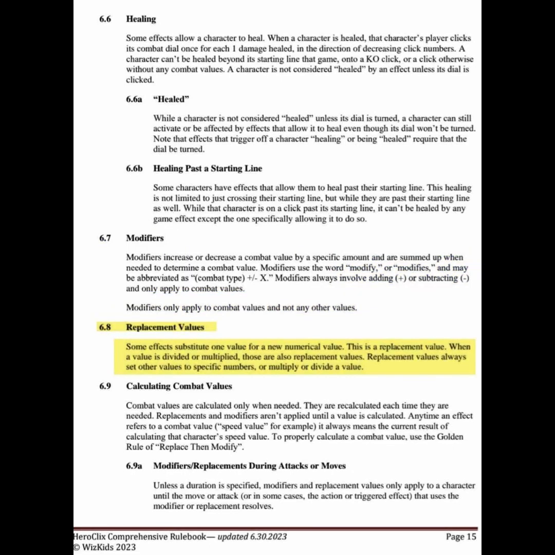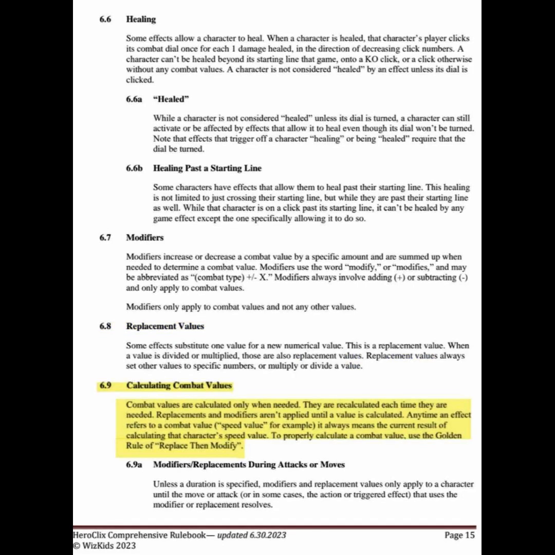6.8 Replacement values. Some effects substitute one value for a new numerical value. This is a replacement value. When a replacement value is divided or multiplied, those are also replacement values. Replacement values always set other values to specific numbers or multiply or divide a value.